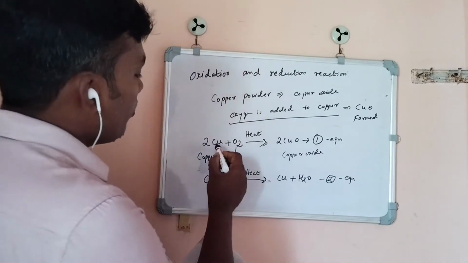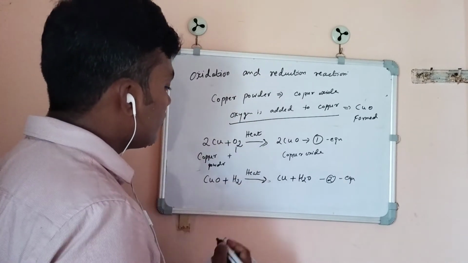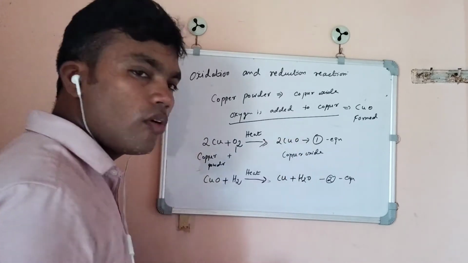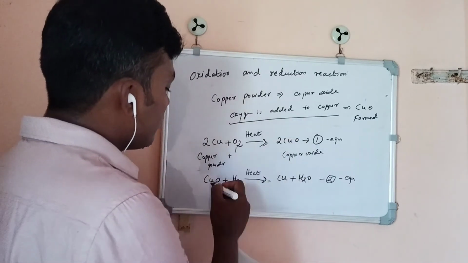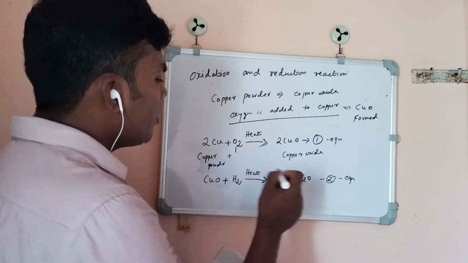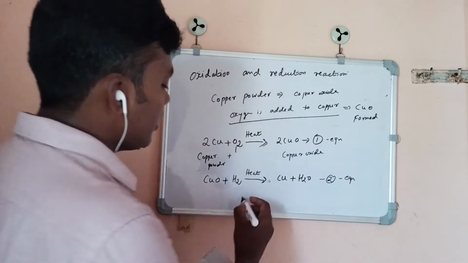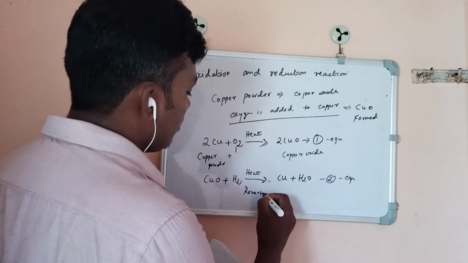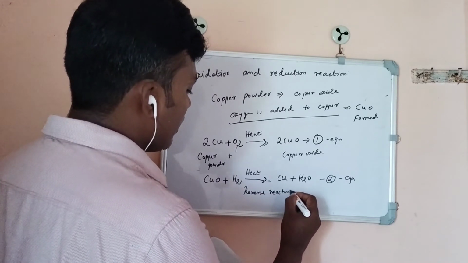In the previous case, the copper powder took the oxygen and was converted into copper oxide. Here the copper oxide is converted into copper. This means the reverse reaction.